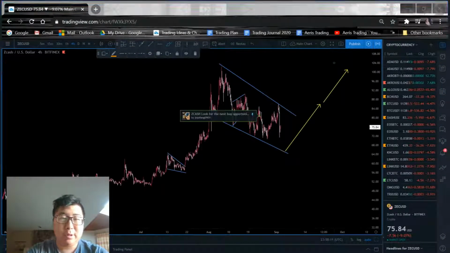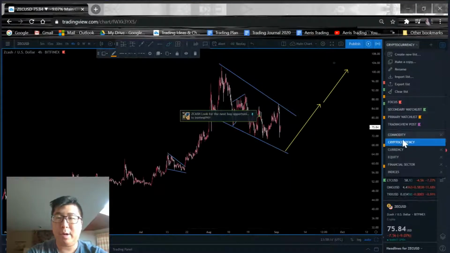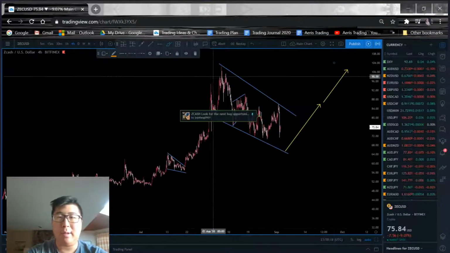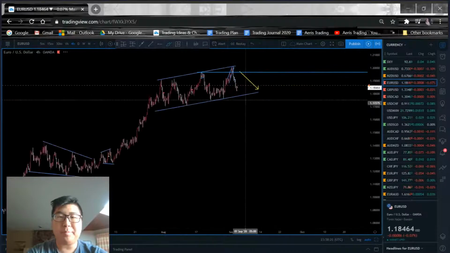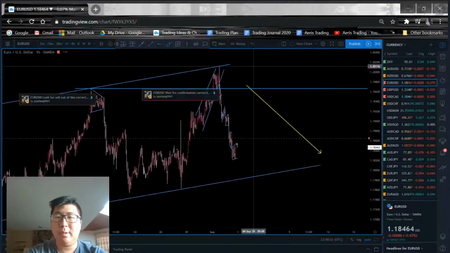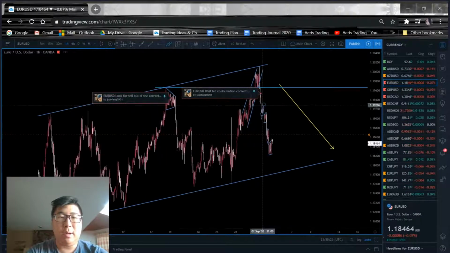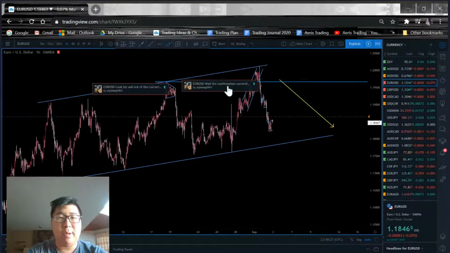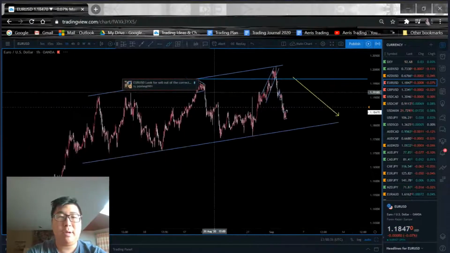Euro dollar, sure. I'll go over euro dollar. I went over euro dollar, but I'll go over it again. So let's look at euro dollar. So I'm in euro dollar. This is the one trade I'm in. Made a post here yesterday or whatever. I forgot. So I'm looking at euro dollar at this.